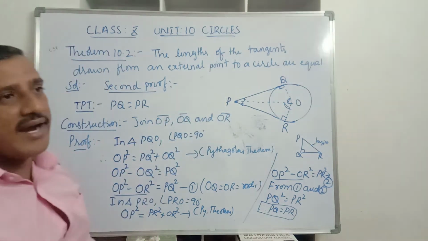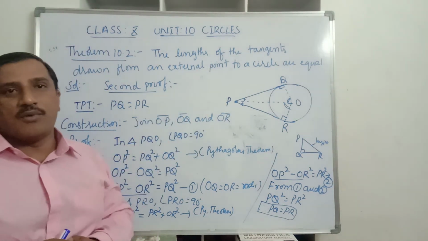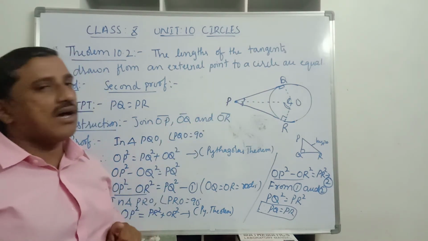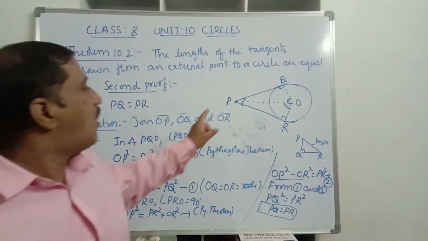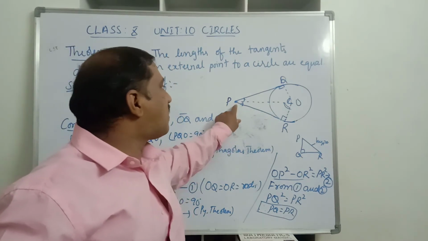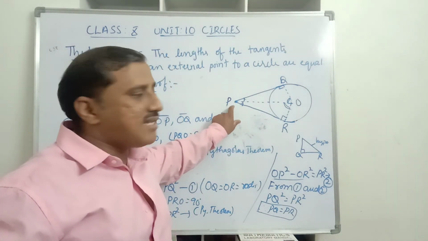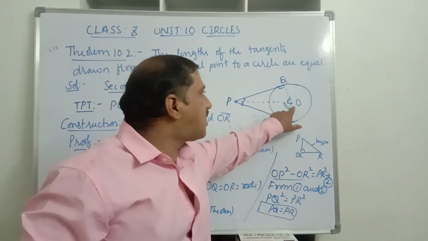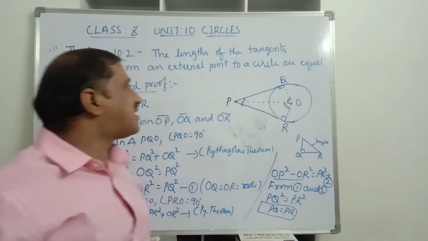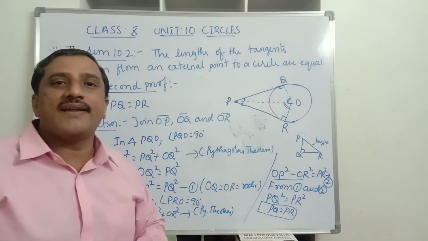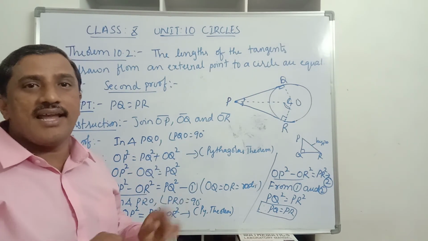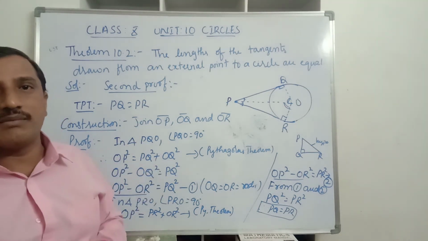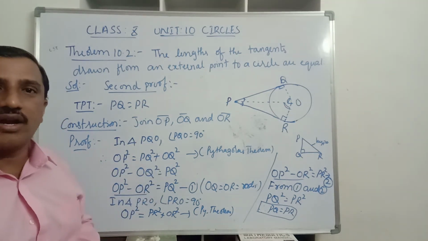So we use these 3 points in solving problems. What are the 3 points? First, the lengths of the two tangents are equal. Second, PO is the angle bisector of the angle made by the tangents at the external point. Third, the center of the circle lies on the angle bisector of angle P, that is the angle made by the tangents at the external point. So we use these 3 conclusions in solving some of the problems. Is it clear, children?